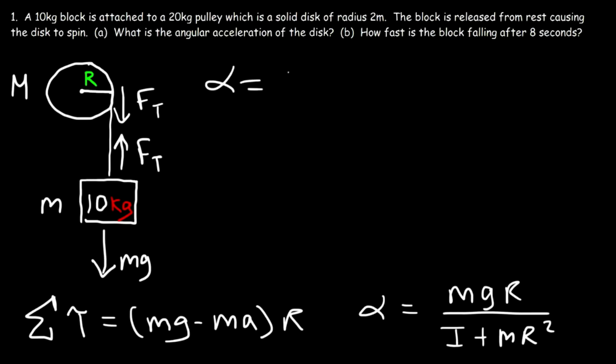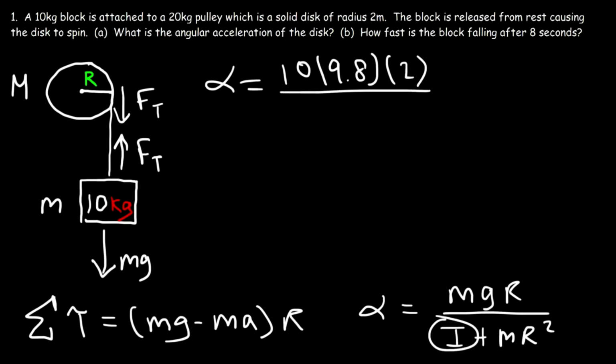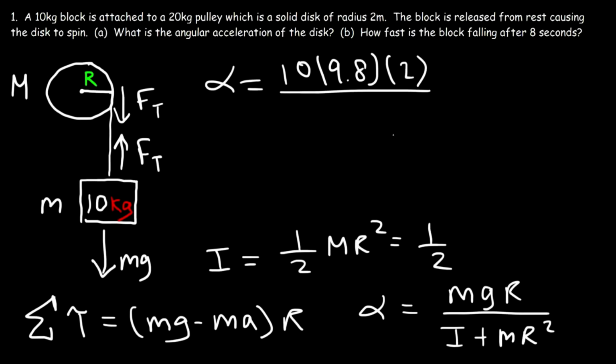So that's going to be a mass of 10 times the gravitational acceleration of 9.8. The radius of the disk is 2 meters. Now I represents the inertia, and the inertia of a solid disk is 1/2 mr squared. So the mass of the disk is 20, and the radius is 2. So half of 20 is 10, and 10 times 2 squared is 40.